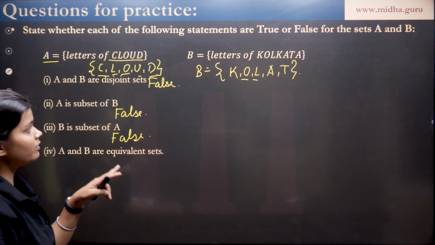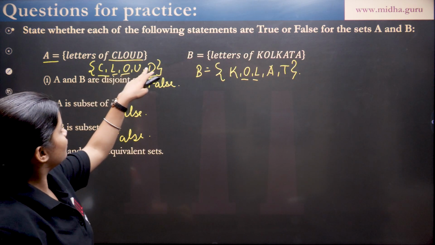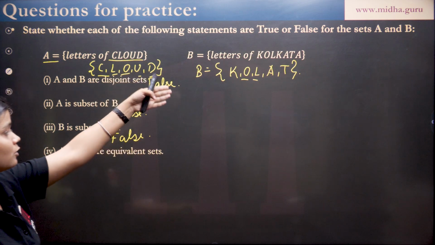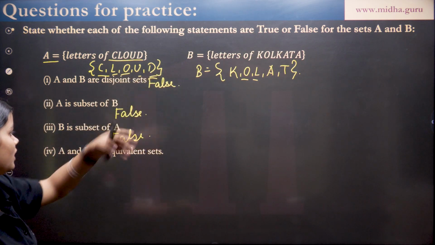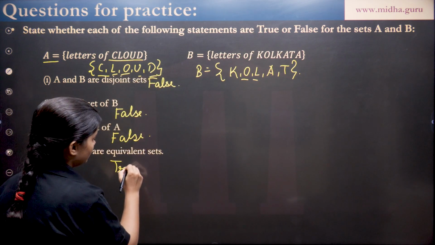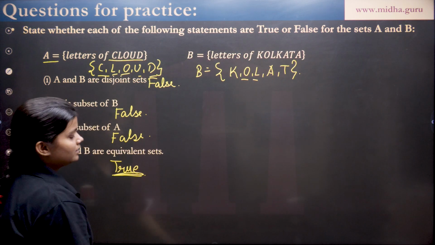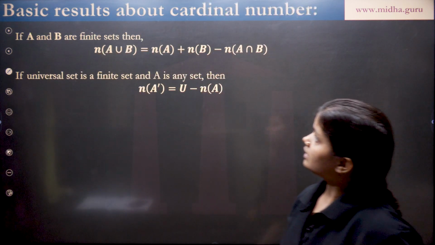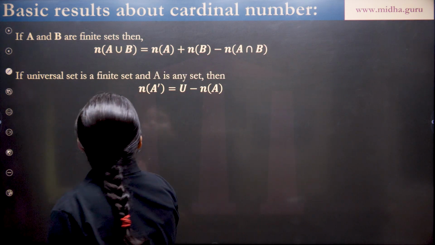A and B are equivalent sets. So 1, 2, 3, 4, 5 and 1, 2, 3, 4, 5. Yes, the total number of elements in A and the total number of elements in B is equal. So it is true. It is an equivalent set. Okay, clear? Easy question.